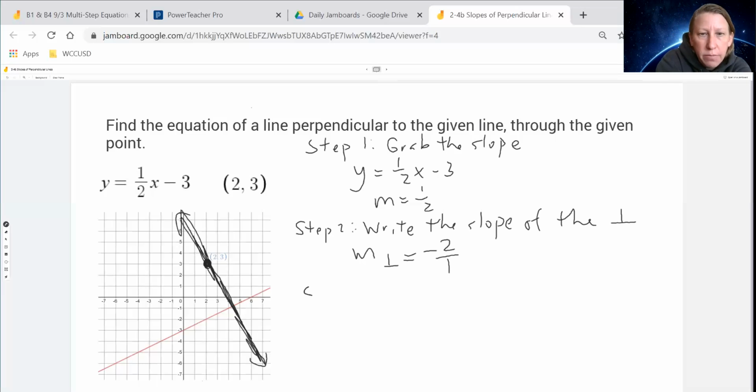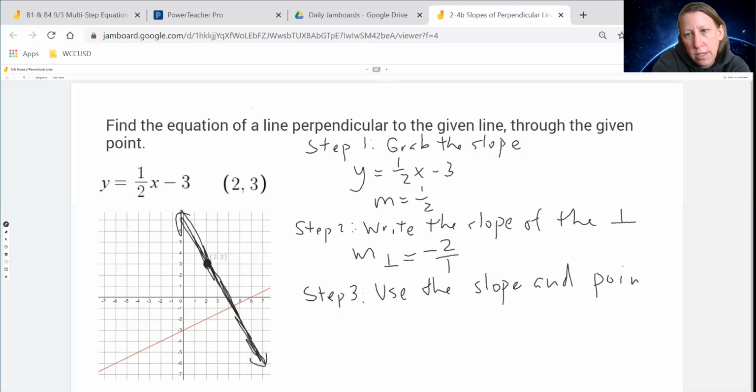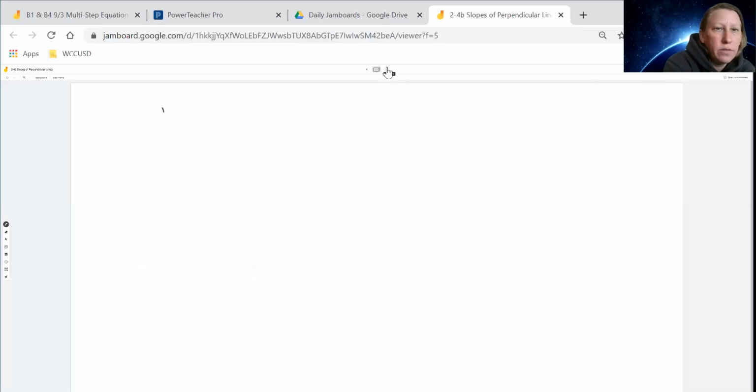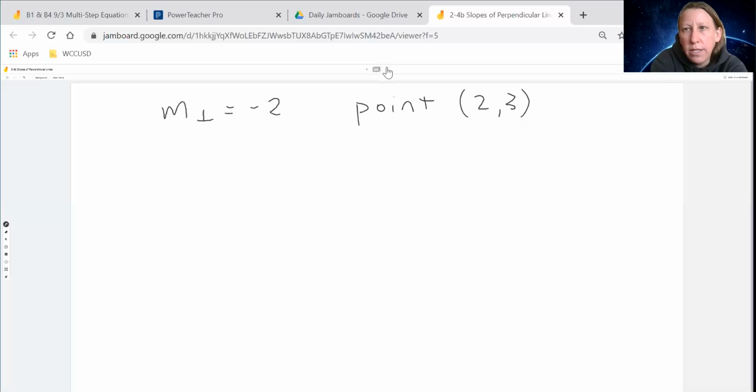Okay. Step 3, use the slope and point to write an equation. I'm going to go to the next slide. So we're going to take the slope, which is -2, and we're going to take the point, which is 2, 3. So the slope was -2, and the point was 2, 3. And that's all the information we need to write an equation.